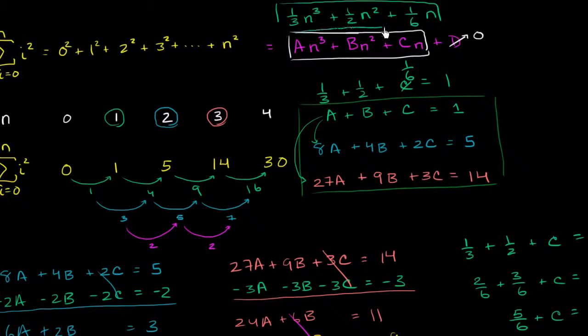If now you wanted to find 0 squared plus 1 squared plus 2 squared plus 3 squared all the way to 100 squared, instead of having to add up, squaring 100 numbers and then adding them together, you could figure out 1/3 of 100 to the third power plus 1/2 times 100 squared plus 1/6 times 100. Or you could do that for any number. So this right over here is a pretty neat little formula.